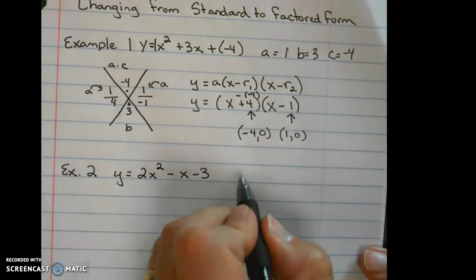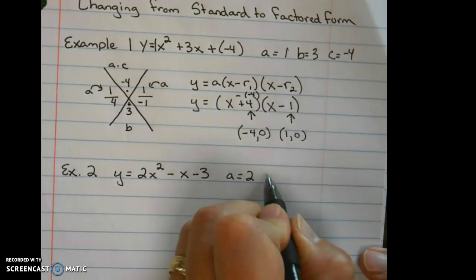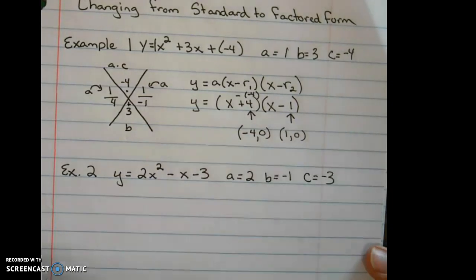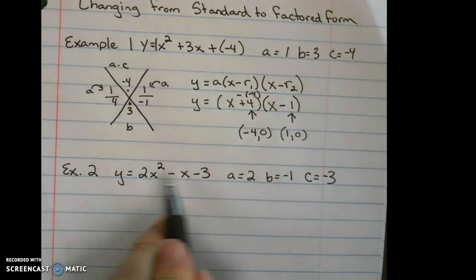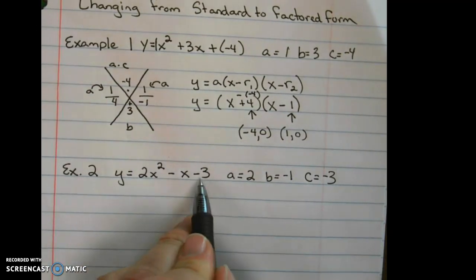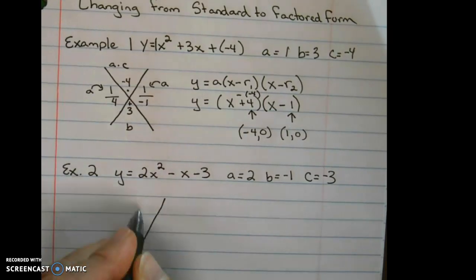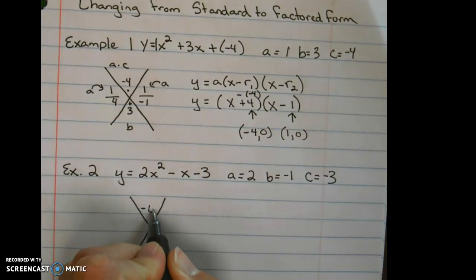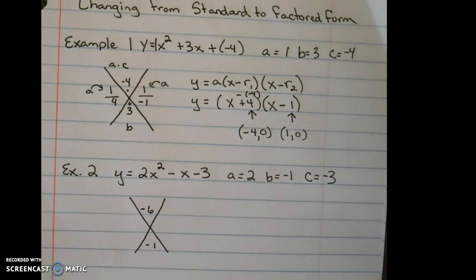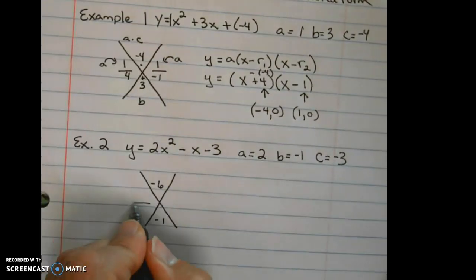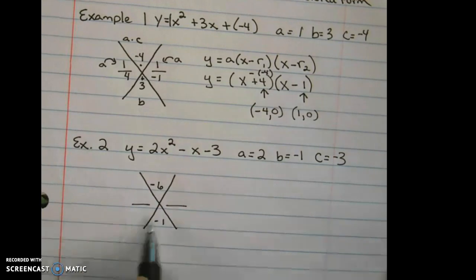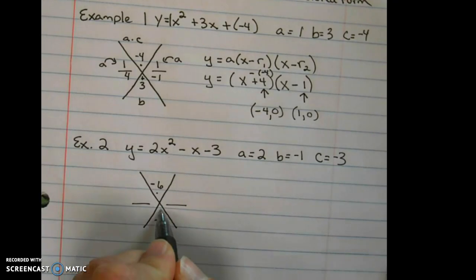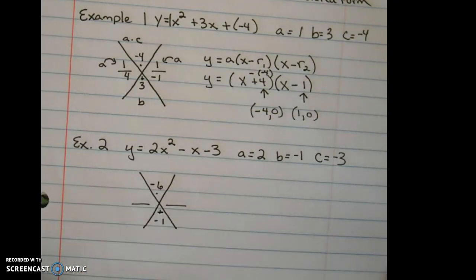Okay, so we're going to pull out the A value, the B value, and the C value. A, B, C. Going to draw our X. A times C goes on top. B goes on the bottom. I'm going to make my fraction lines. So two numbers that multiply to give us -6 and add to give us -1.